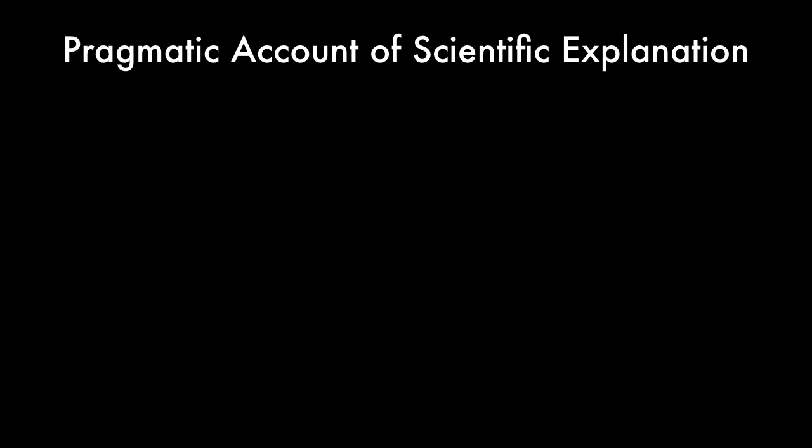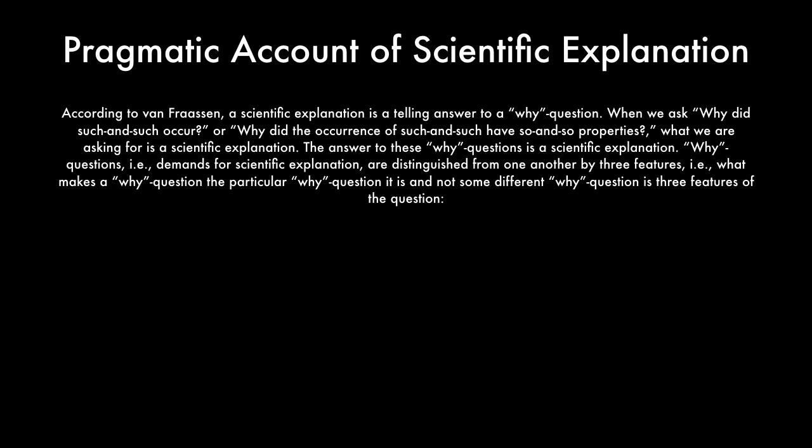A competing account of scientific explanation is due to philosopher of science Bas van Fraassen and is known as the pragmatic account of scientific explanation. According to van Fraassen, a scientific explanation is a telling answer to a why question. When we ask, why did such and such occur, or why did the occurrence of such and such have so and so properties, what we're asking for, according to van Fraassen, is a scientific explanation. The answer to these why questions is itself a scientific explanation.